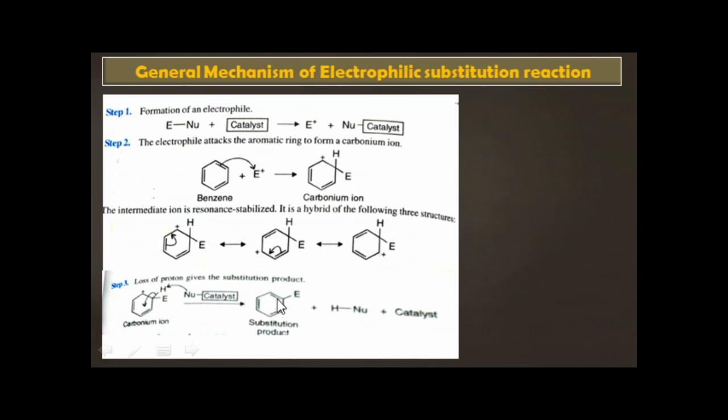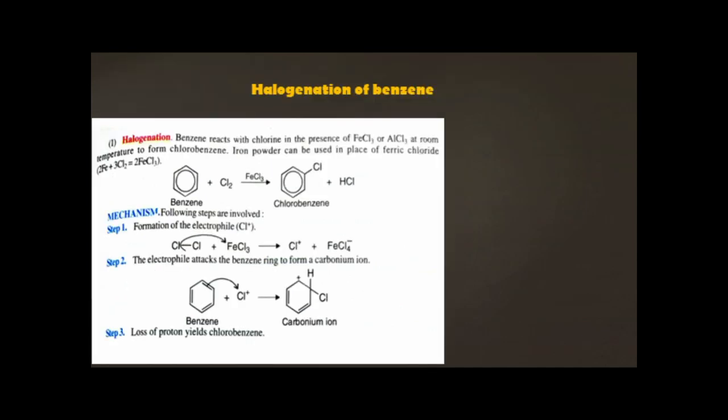So let me focus one by one on all the types of reactions. Let us see halogenation of benzene. Let me point out the overall reaction first. The overall halogenation reaction is that benzene reacts with chlorine in the presence of catalyst ferric chloride and forms the product chlorobenzene. This chlorobenzene is the substituted product here. This is the overall reaction.